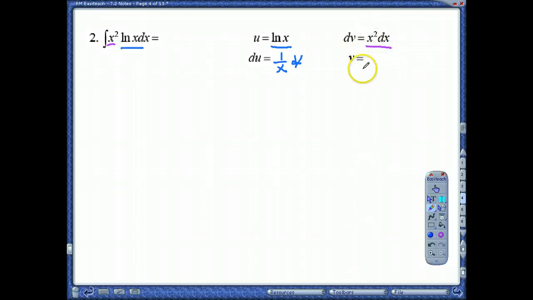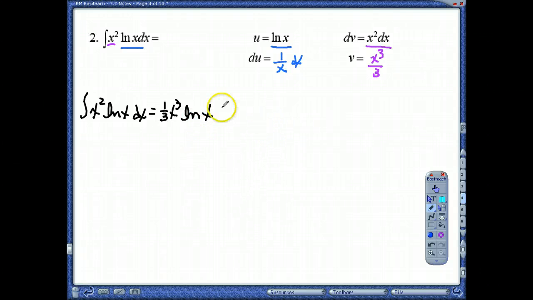And then we're going to integrate that, which is going to be x to the third over 3 plus c, but we're going to hold off on that plus c. So I'm going to rewrite my integral. Okay, so I'm just going to rewrite it so you can see all the pieces together. You're going to do u times v, so that'll be 1/3 x to the third times the natural log of x minus the integral of v du. So that'll be x to the third over 3 times 1 over x dx.